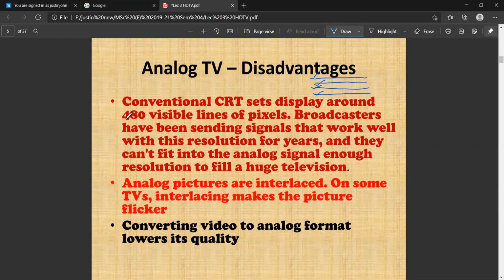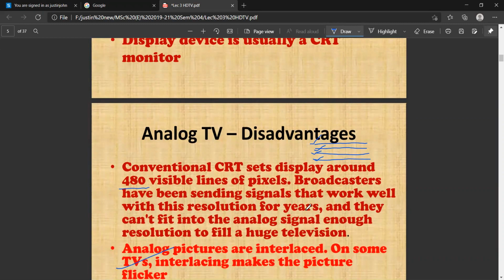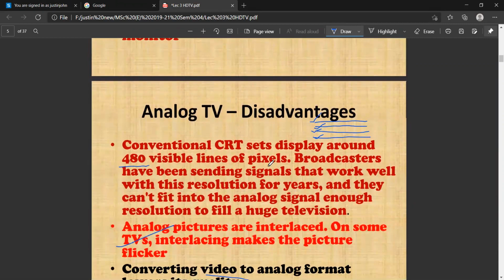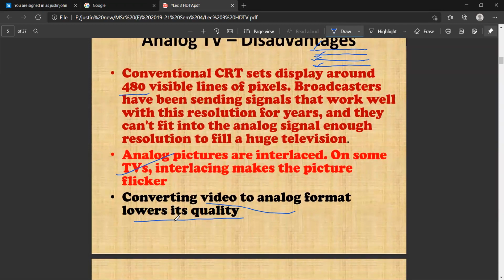For the whole 480 lines, 240 odd lines are shown at first, and after that the second 240 even lines are shown. And this will sometimes make the image flicker. That is the second disadvantage of analog TV. Then there is another disadvantage: when you convert a video to analog format, that will lower the quality of the signal. We have discussed in the last slide that you want to convert digital signals from a DVD to an analog signal so that you can transmit it through an analog transmission device. And this will lower the quality of the visual content.